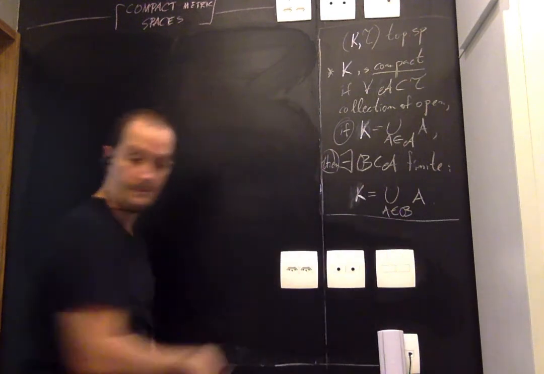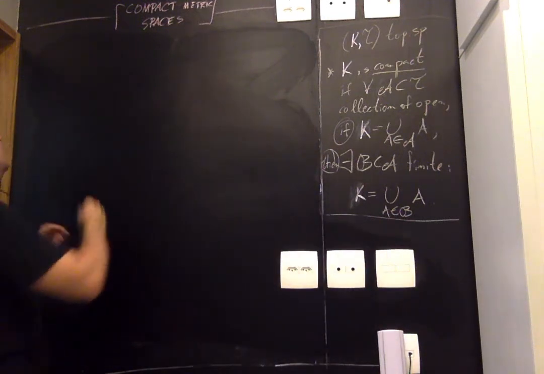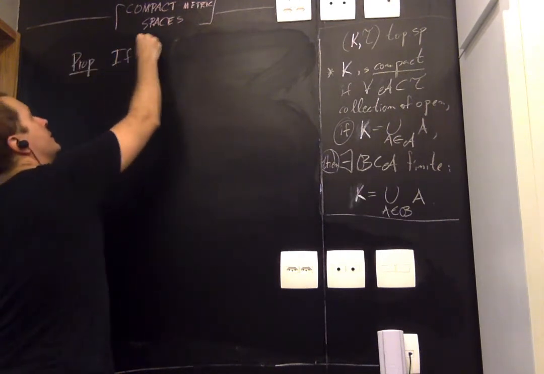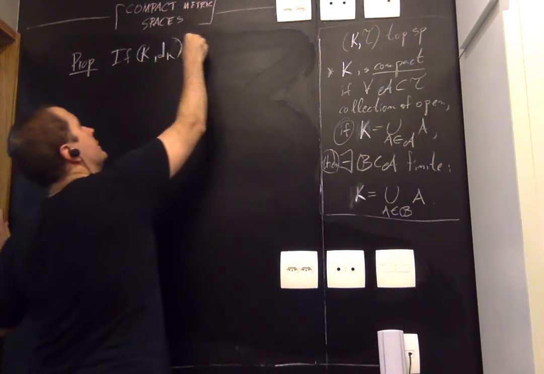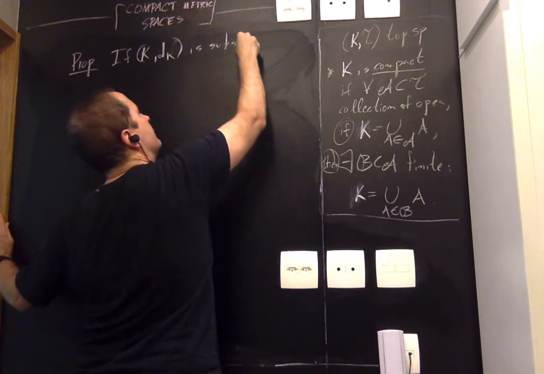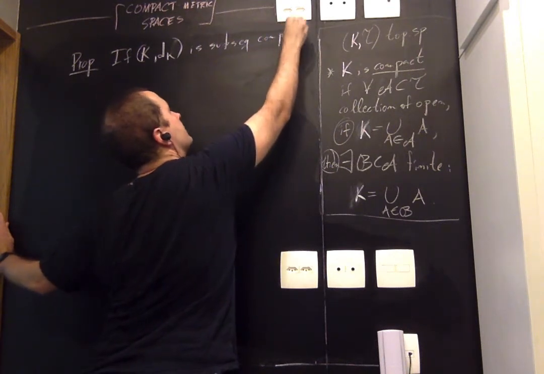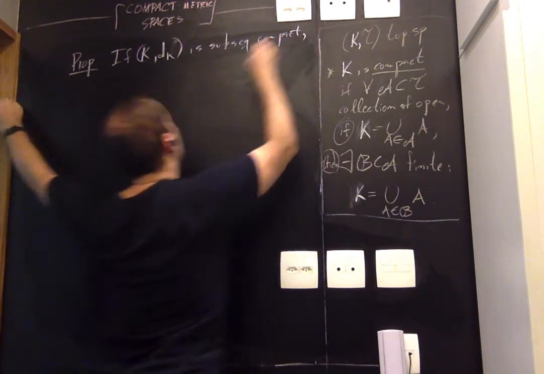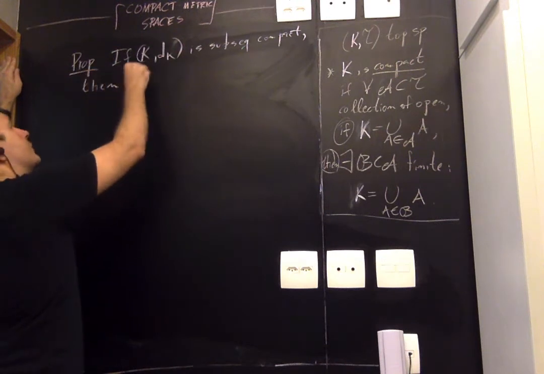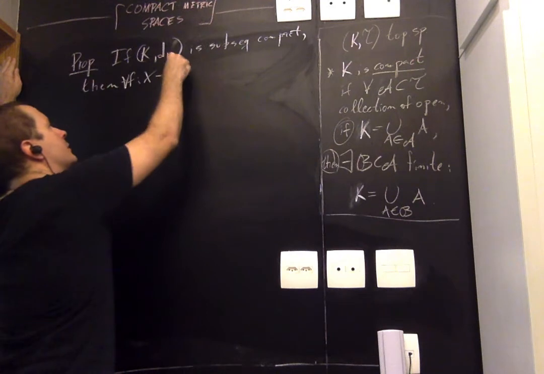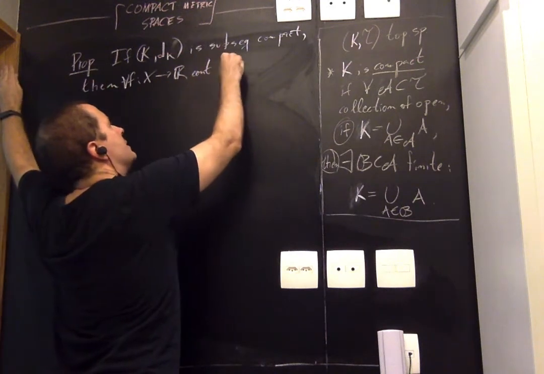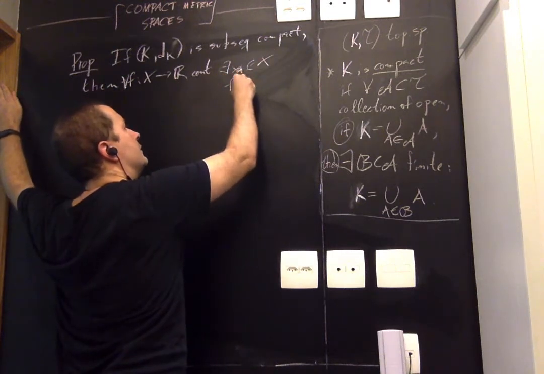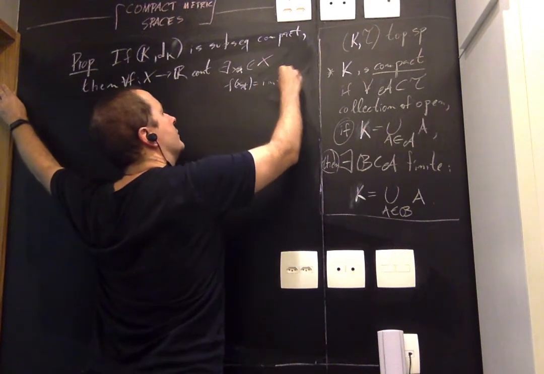So if K is subsequentially compact, meaning every sequence has a convergent subsequence that converges to an element of K, then for all f from K to R continuous, there exists an x star in K such that f of x star is equal to the infimum of f of x.